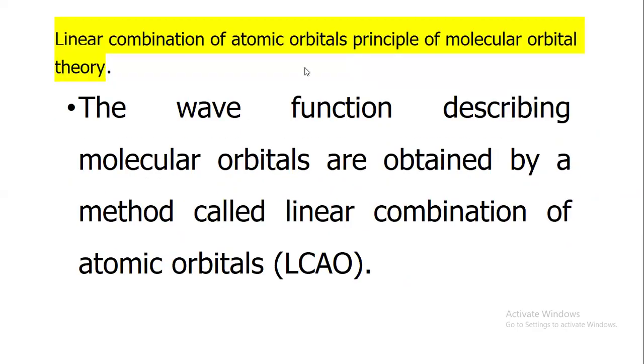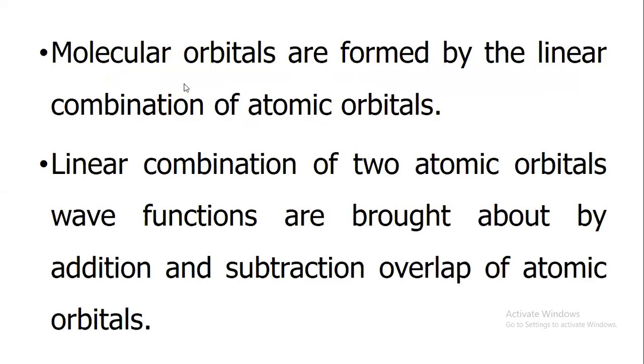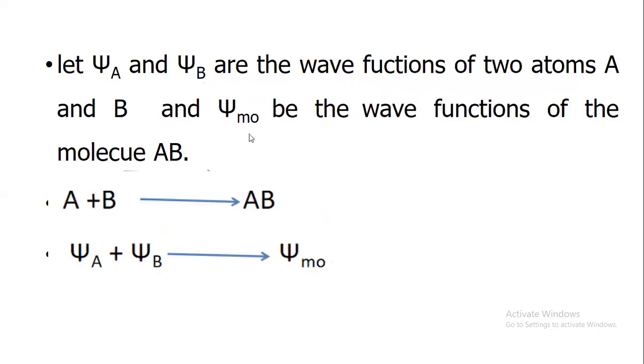Linear combination of atomic orbitals, principle of molecular orbital theory. The wave functions describing the molecular orbitals are obtained by a method called linear combination of atomic orbitals. Molecular orbitals are formed by the linear combination of atomic orbitals. Linear combination of two atomic orbital wave functions is brought about by the addition and subtraction overlap of atomic orbitals.